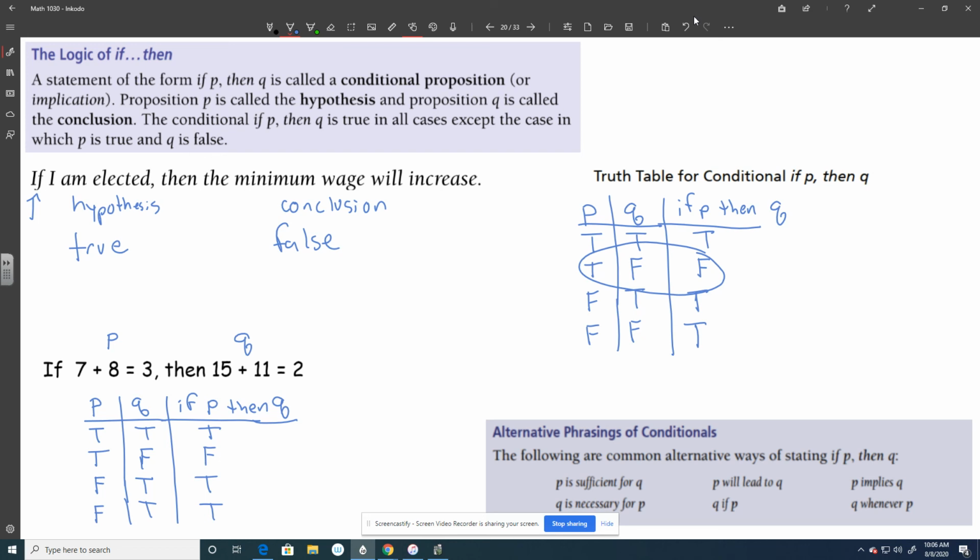So I know that's the word true a whole bunch here. When we start looking at this statement, is 7 plus 8 equal to 3? Oh, that was supposed to be a false. Sorry. Is 7 plus 8 equal to 3? No, that's false. So it's going to be one of these two. Then 15 plus 11 is equal to 2. Well, that's also false. So it's this bottom one. But what that means is that this statement is still true. Even though neither piece is true, the statement is true because this is not true. So this one doesn't matter.